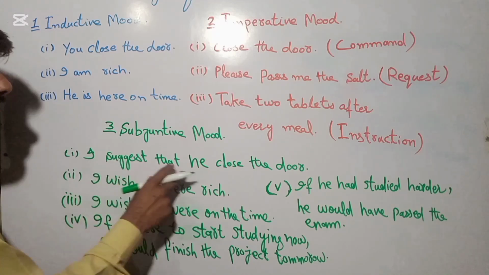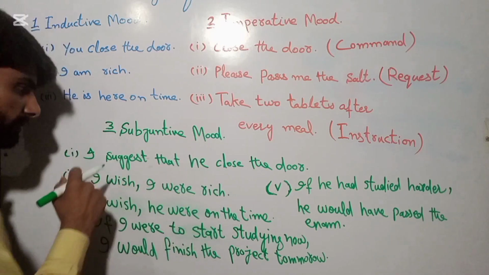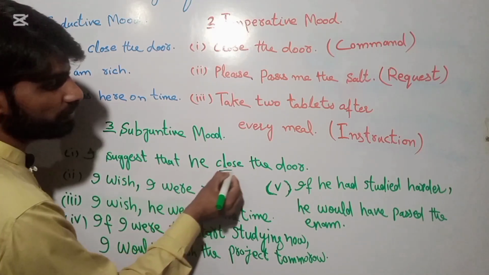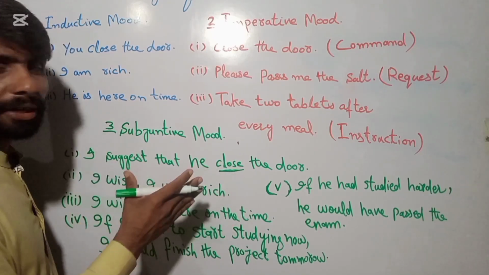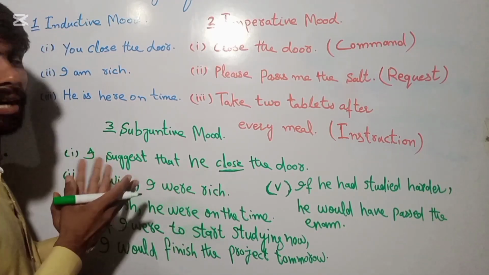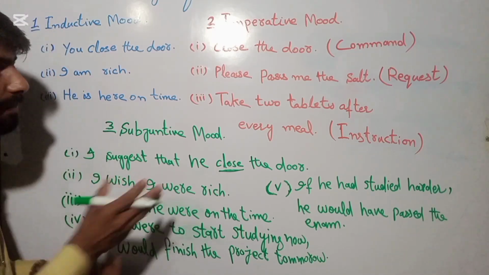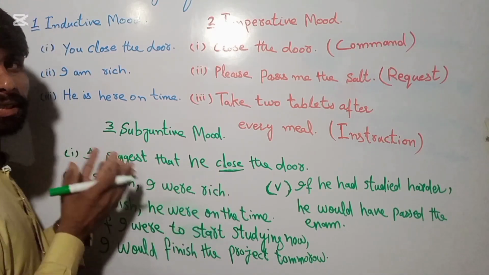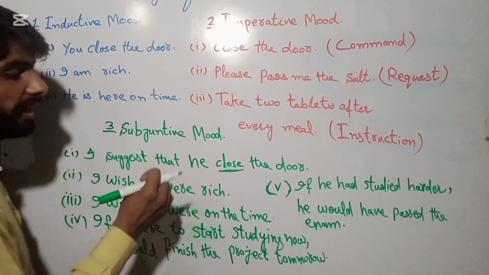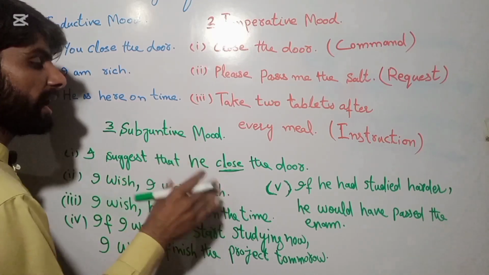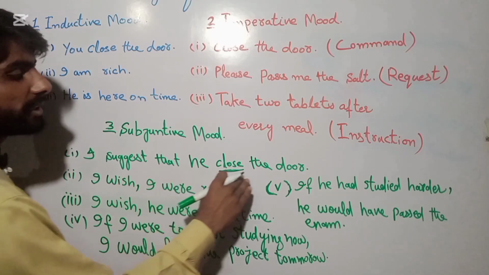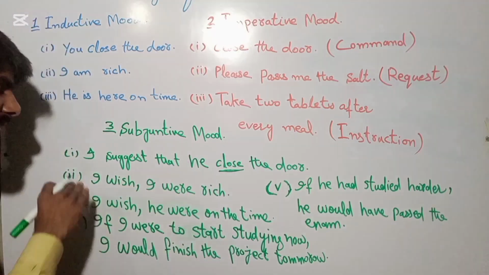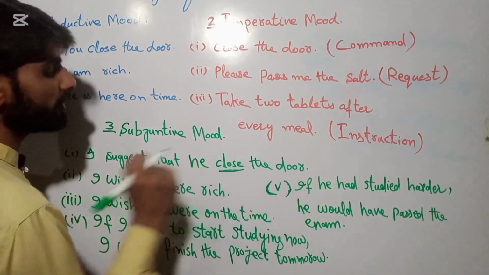I suggest that he close the door. Then I will not change this base verb, right? Because this is in subjunctive mood. In the subjunctive mood, we will not change the base form of the verb, right? Right here, I will not add s. Simple, I will write the base form, right? I suggest that he close the door.